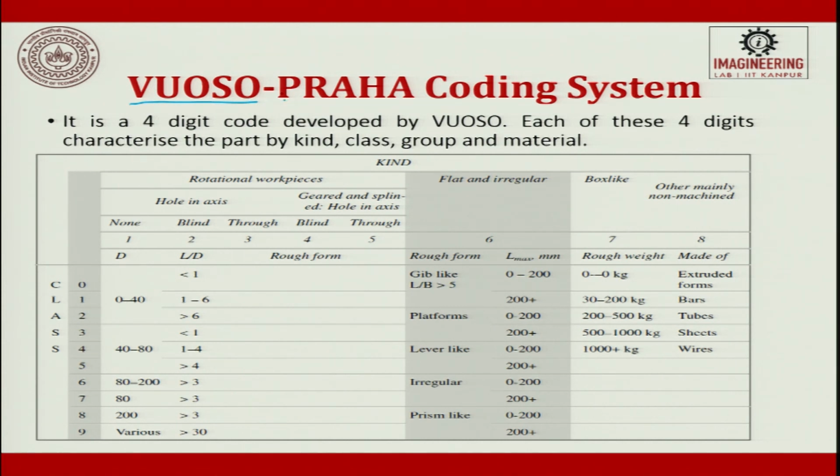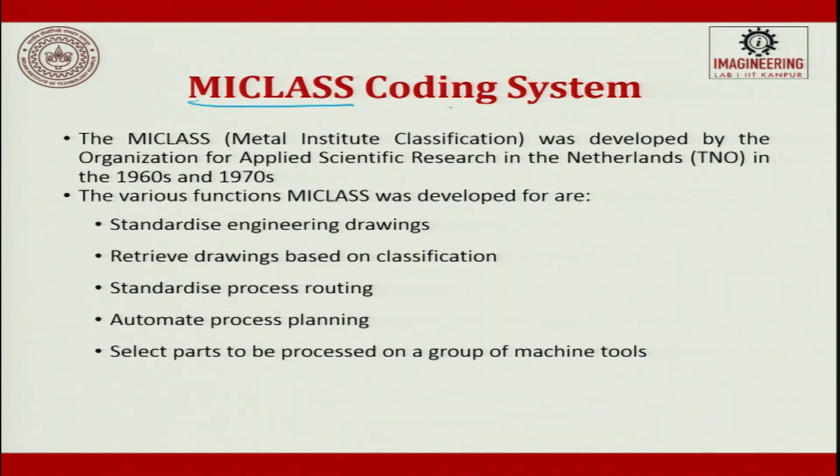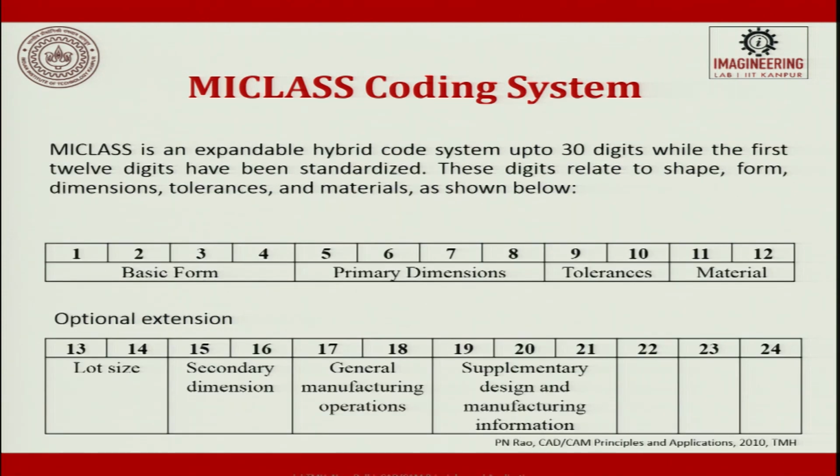It is the Rhoso-Praha coding system. It has a 4 digit code developed by Rhoso. Each of the 4 digits characterizes the part's kind, class, group and material. It is another classification system, but OPTIZ is quite common. You also have the MICLASS coding system, done by the Metal Institute classification in Netherlands. Various functions of MICLASS were developed: standardized engineering drawing, retrieval of drawings based on classification, standardized process routing, automated process planning, and selecting parts to be processed on a group of machine tools.